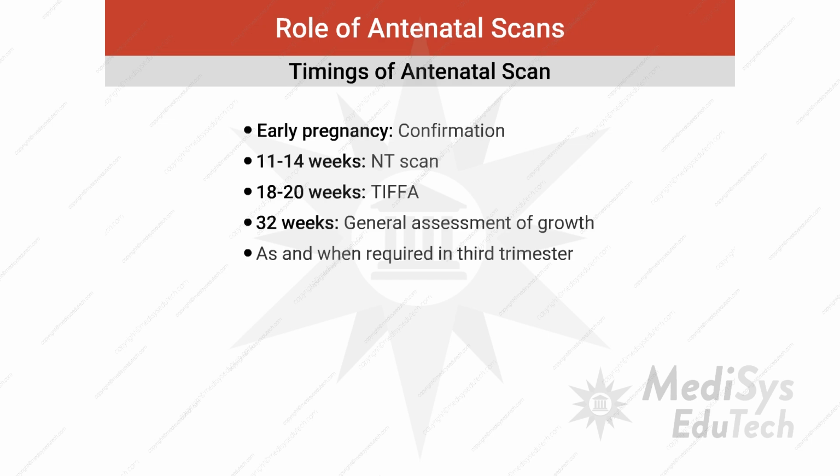So the scans which are most important for diagnosing anomalies are two. The first is at 11 to 14 weeks of gestation, where you do the NT scan or the nuchal translucency scan. And the other is 18 to 20 weeks of gestation, where you do the TIFFA scan, that is targeted imaging for fetal anomalies. After that, at 32 weeks, you can do a scan for general assessment of growth, and as and when required in third trimester, if suppose the fetus has IUGR or something, to follow the fetus up and look for the growth assessment of the fetus.